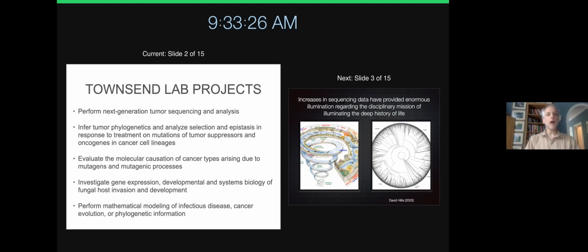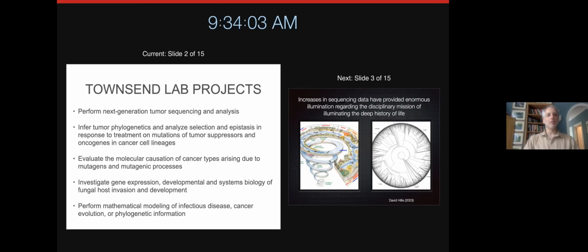We are evaluating the molecular causation of cancer types, including the mutagens and mutagenic processes. We also investigate gene expression, developmental and systems biology of fungal host invasion and development. There are some linkages there that I'm not going to go into today, but that are interesting. And then lastly, I do mathematical modeling of infectious disease, cancer evolution, which I already mentioned, and phylogenetic information, understanding how samples are related to each other, which is relevant to cancer, but also relevant to organismal evolution in general. So quite a wide swath of projects are ongoing in my lab, and I'd be happy to have individuals come in and do rotations on them.